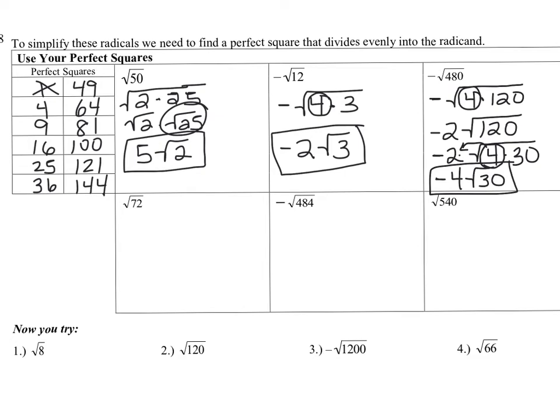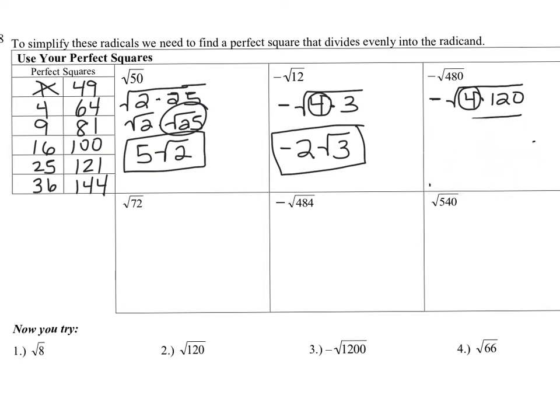Now I'm going to erase this and we're going to do it the other way. Okay? So you don't have to write the other way down, just listen. Maybe you've already done the problem and you did 16. If you found that 16 goes into it before you thought about 4, you would break this into the negative square root of 16 times 30. So then I would pull out the square root of 16. The square root of 16 is 4, and then I would get negative 4 square root of 30.